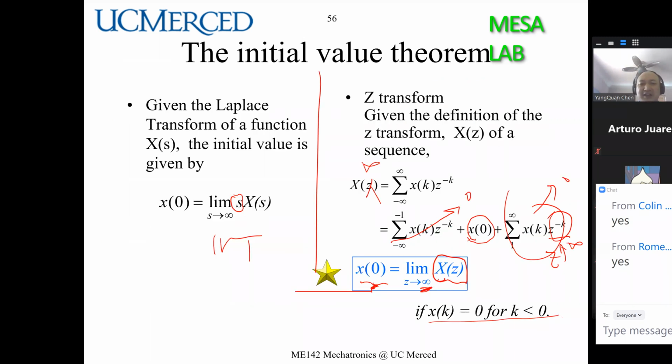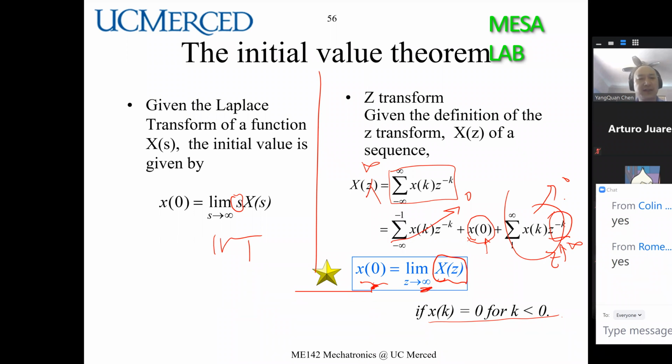So this is IVT, the initial value theorem. What is my initial value x0? I just put x0 in there. Because of the definition of the z transform, X(z) is like this. I put in the middle and I write two parts.